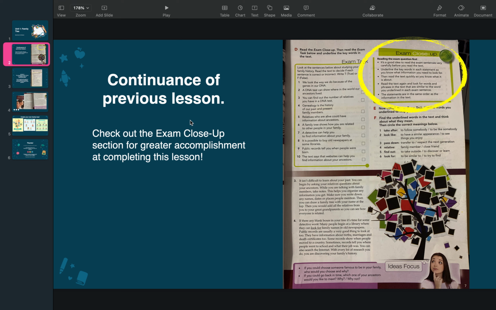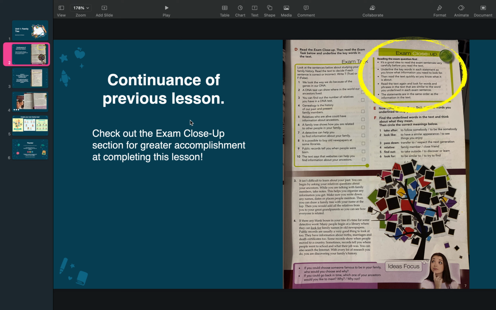Okay, so in your textbook, page number 7, check out the exam close-up section for greater accomplishment at completing this lesson. Okay, in exam close-up section, you are going to learn how to read and how to gain the answers correctly. Okay, so dekat bahagian exam close-up tu, kamu akan diajar cara membaca dengan betul, or macam mana kamu nak jawab exam dengan cepat bila ada bahagian yang suruh kamu baca banyak-banyak ni. Okay, now I'll just read it through for you.